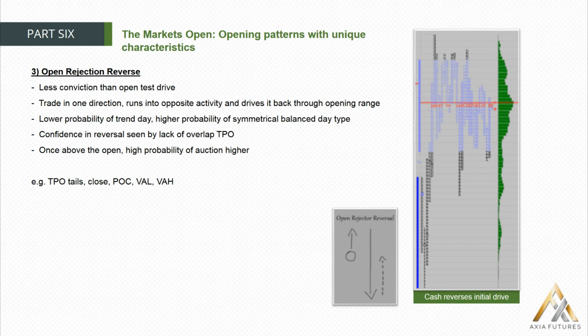and a lot of the time when we see this, we do tend to get these open rejection reversals. Let's now turn our attention to the last of the opens, which is the least convicted open trade type we get.